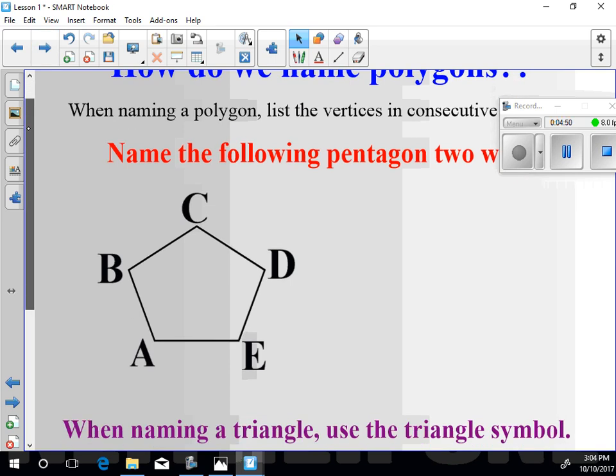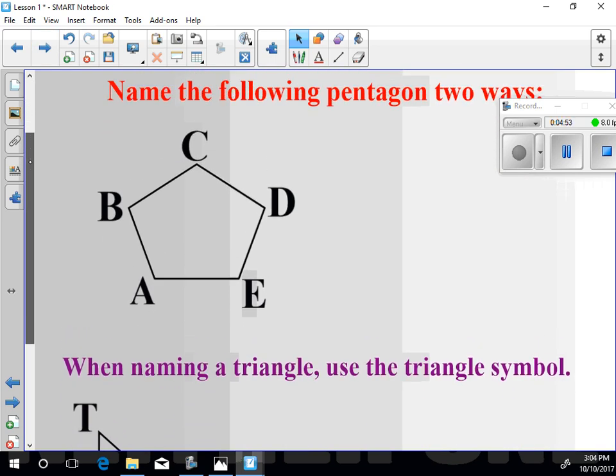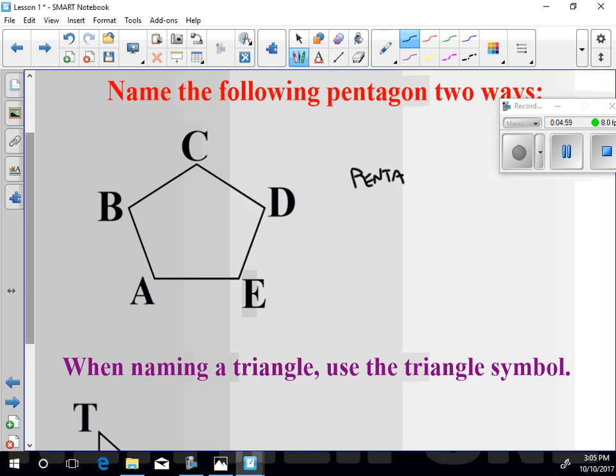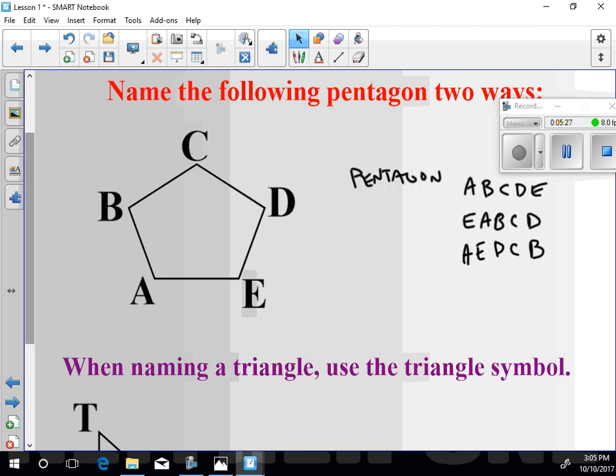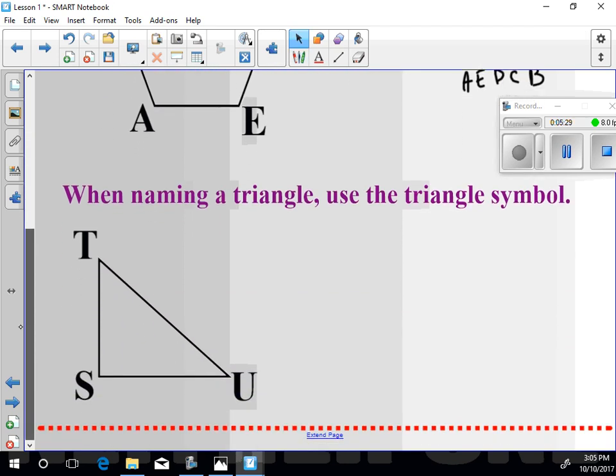Now, how can we name polygons? When naming a polygon, you use the vertices. So I would name this pentagon, and then I'd give letters to it. Now, the only designation that's necessary here is that all 5 of the letters are used, and they go in order around the shape. So I could call it A, B, C, D, E. I could call it E, A, B, C, D. Okay, I could call it A, E, D, C, B. But I cannot skip around to non-consecutive vertices. Okay. Of course, I'd use the word pentagon before that.